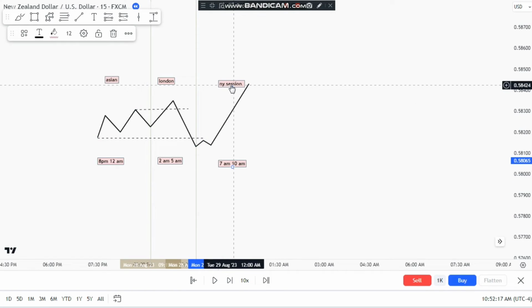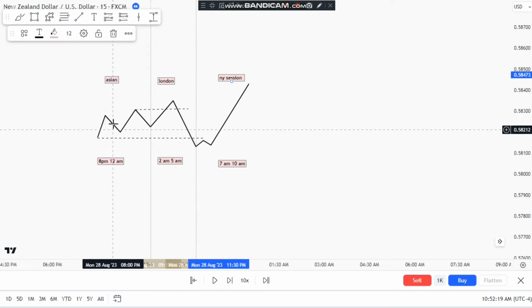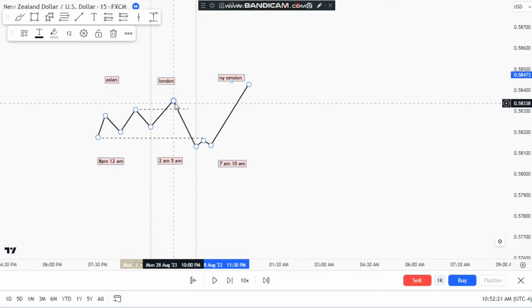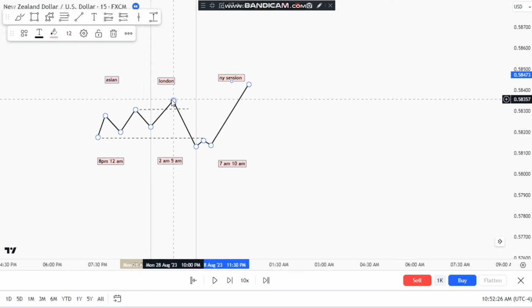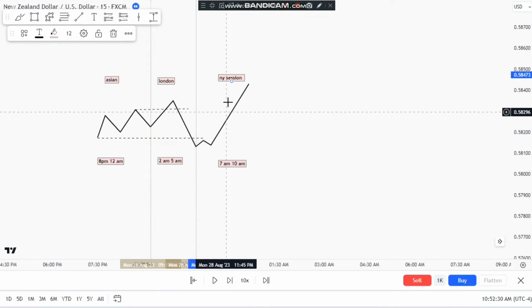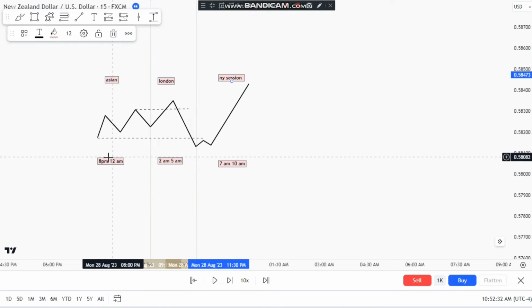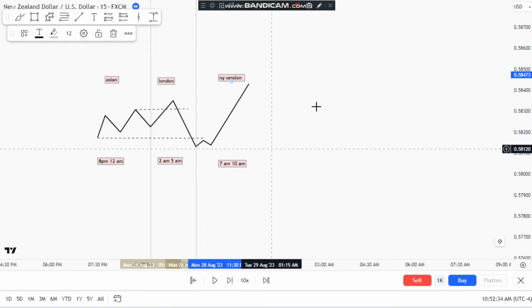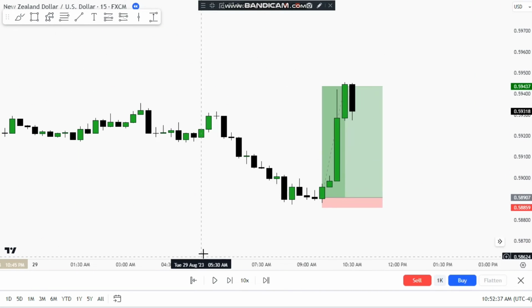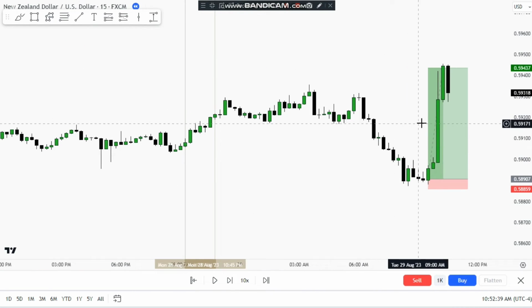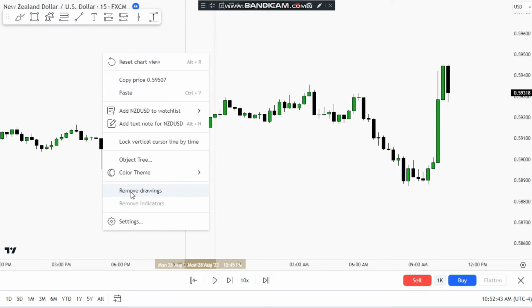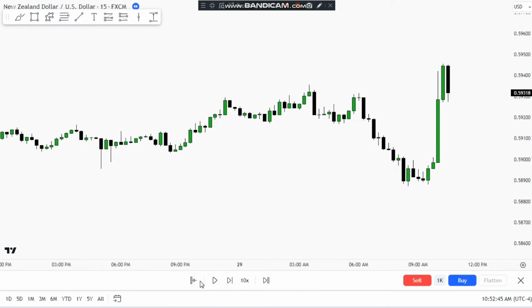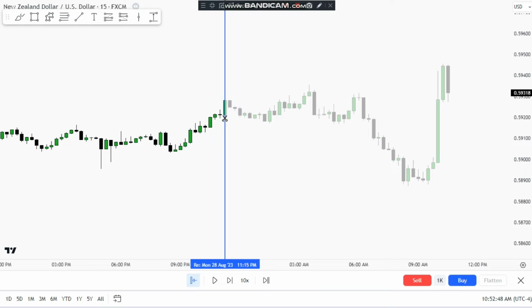So this is how the Judas swing looks. First you get an accumulation, then you get either the sweep of the highs or the lows. In this case it swept the highs, and then you get this move of the Judas swing, and then in New York you get the real move, and this is the timing. The timings are important. Now I will backtest it. I will backtest this move and explain the timings and everything. So let's backtest it from 8 p.m.